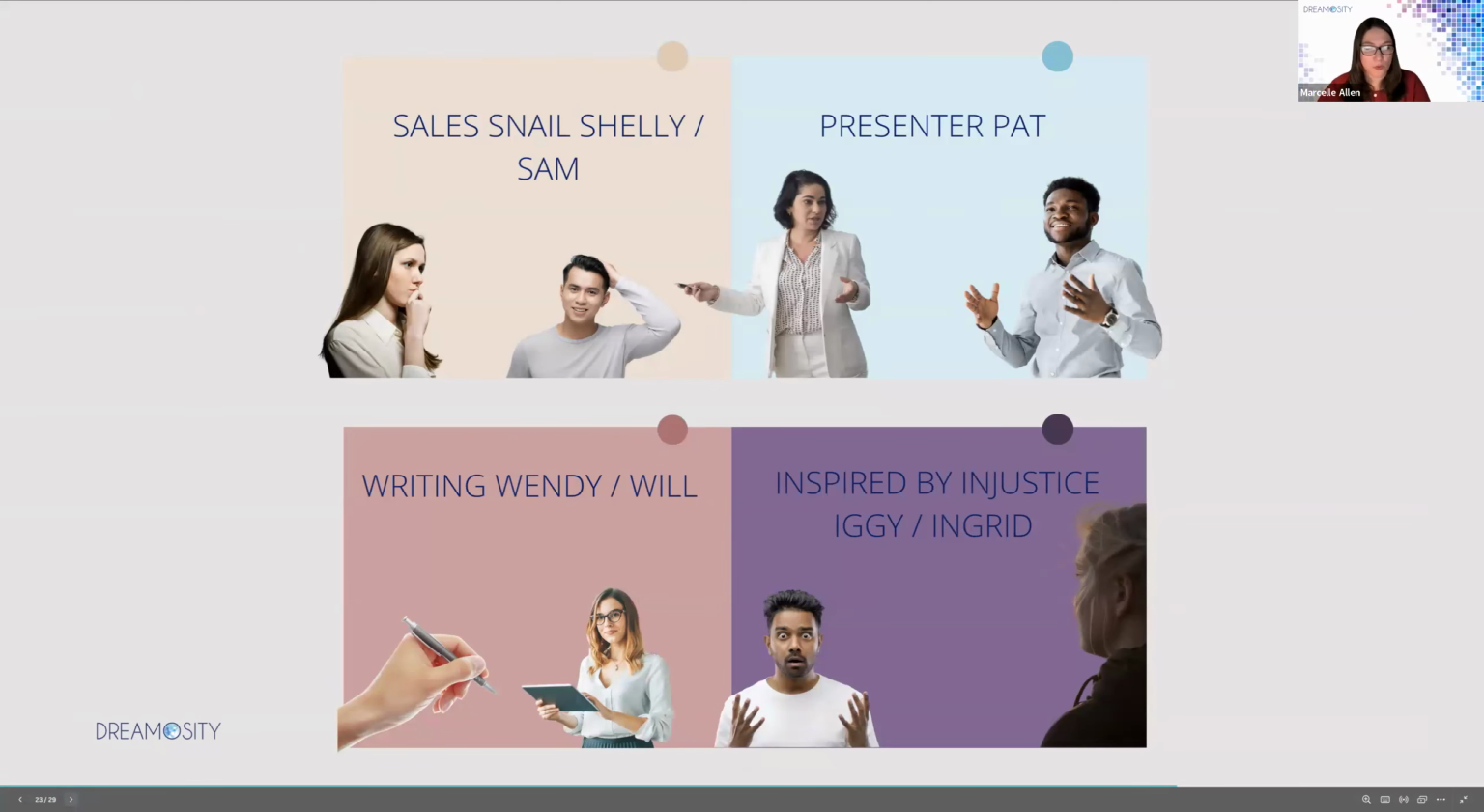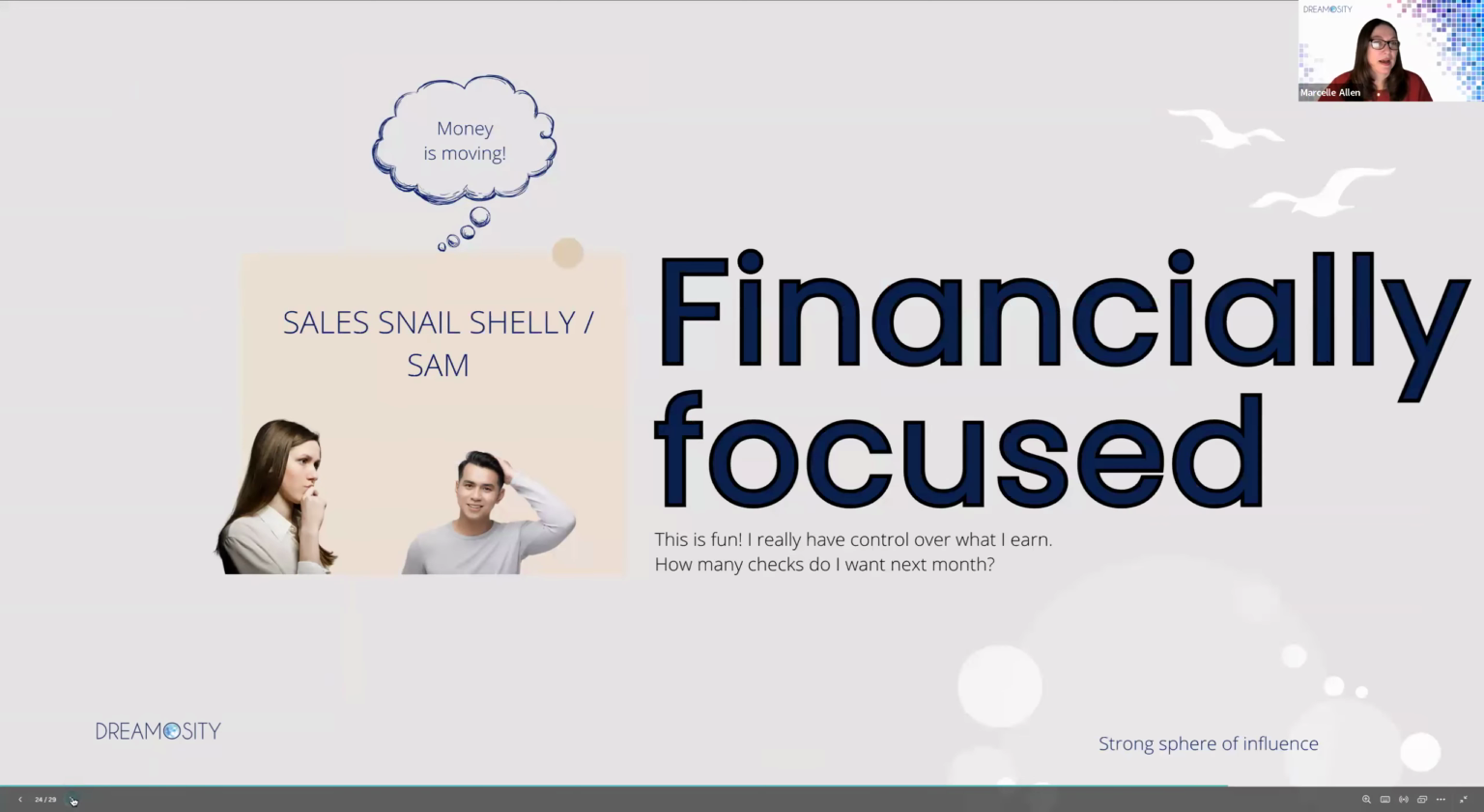So again, looking back at these 4 types of people, when the snail or the slower pace salesperson begins to get financially focused and they are focused on sales appointments and turning conversations to sales appointments and then getting out the proposal and then getting the check, they will notice how money is moving.